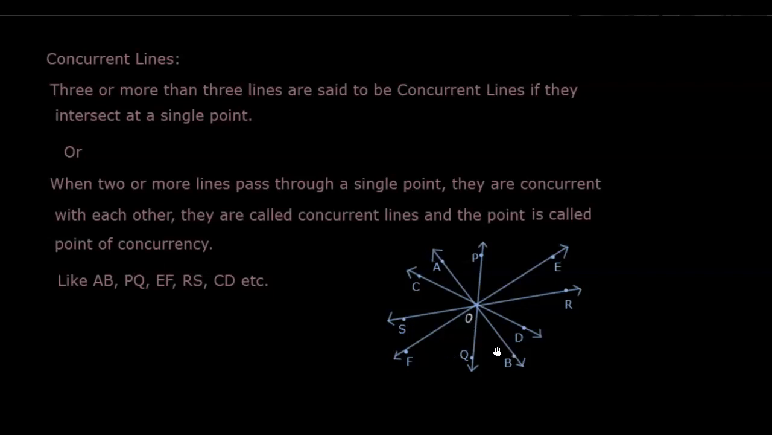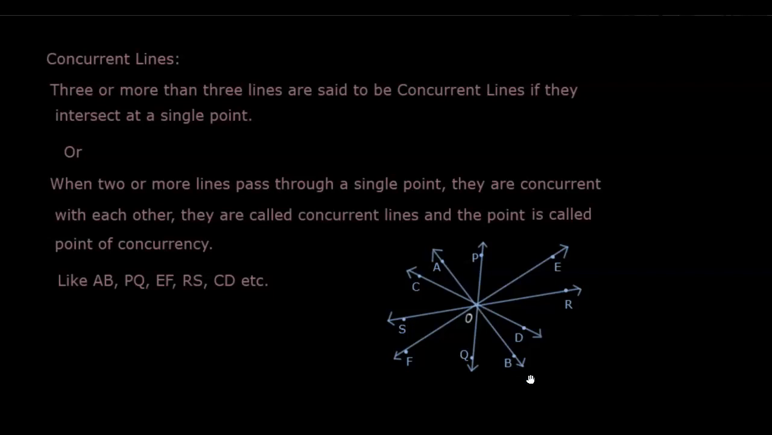As shown here, O is the point and so many lines pass through O, or we can say that these lines are intersecting at O. When two or more lines intersect, we call these lines concurrent lines and not intersecting lines. When two lines intersect, we call them intersecting lines, but when more than two lines intersect or pass through the same point, they are called concurrent lines and the point is called the point of concurrency.